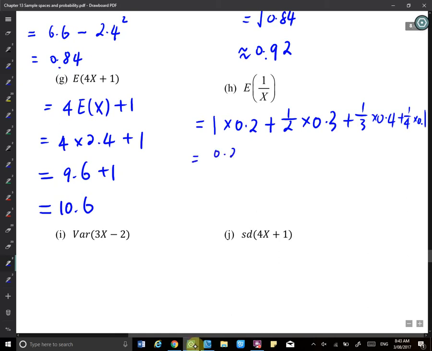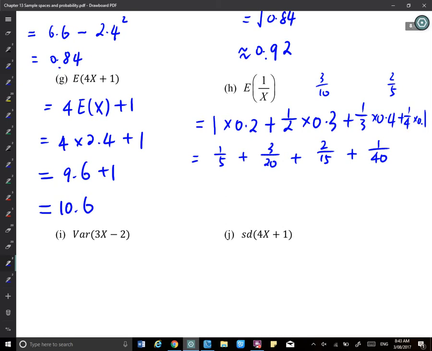So that's 0.2 plus 0.15 plus, well, it's not really divisible, so I will turn that into fractions. So that's 1 on 5. 0.3 is 3 on 10, which is 3 on 20. And 0.4 is 2 on 5, which is 2 on 15. Plus 0.1 is 1 on 10, so 1 on 40.